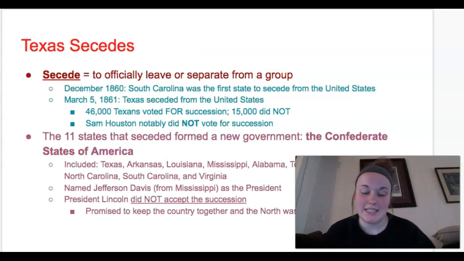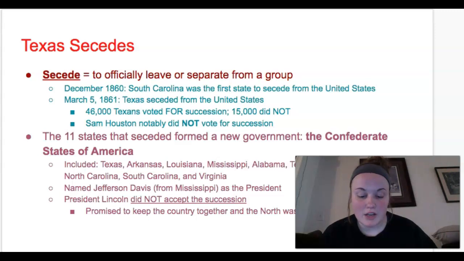Next, Texas secedes. In December 1860, just a few months before Lincoln took office as president, South Carolina seceded from the United States. To secede is to officially leave or separate from a group. One by one, other southern states followed South Carolina. In January 1861, Texas called for a convention to decide if they would also secede.